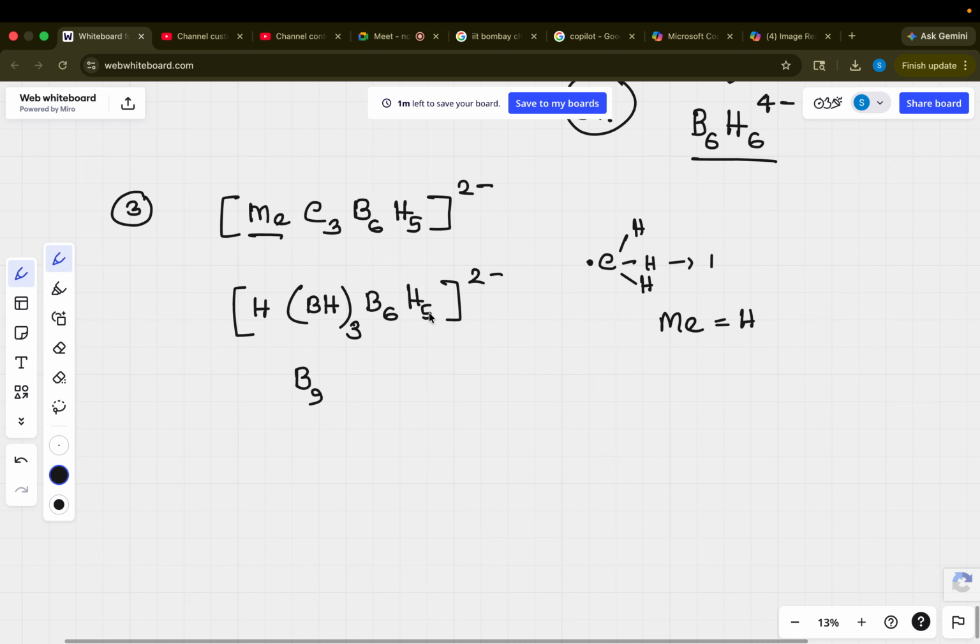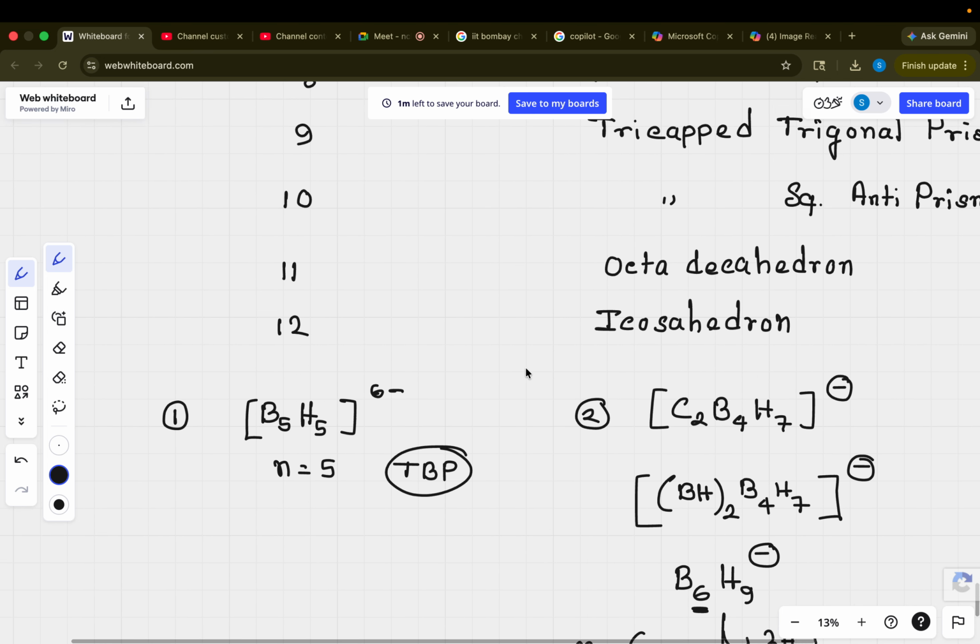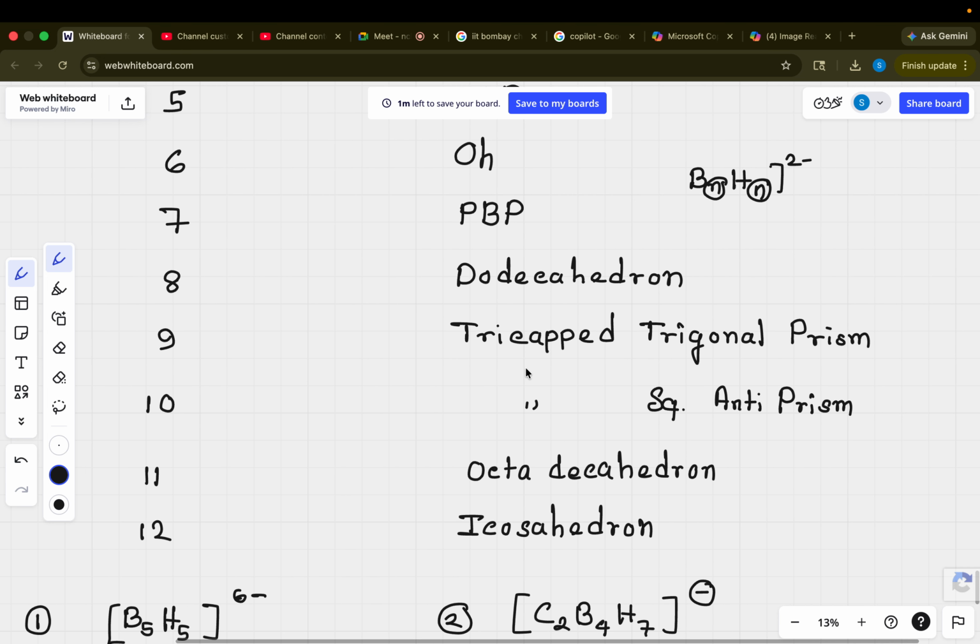And how much hydrogen are you getting? 5 from here, 3 from here, 1 from here. So 5, 3, 8 plus 1, 9. So B9H9 2 minus, right? All of you are getting this? B9H9 2 minus. So N value we are getting is 9. If you are getting N value 9, so that means what?